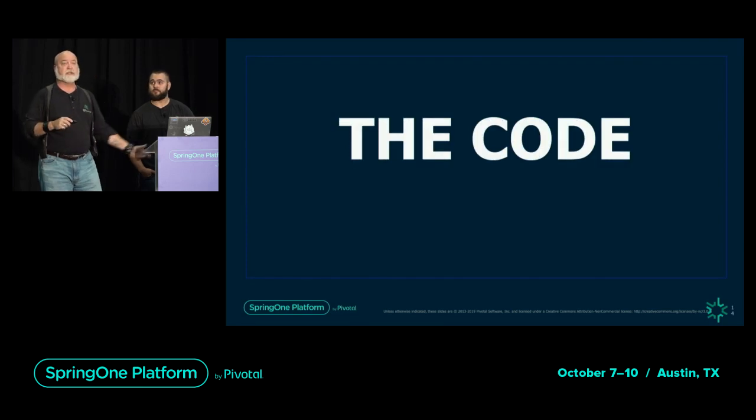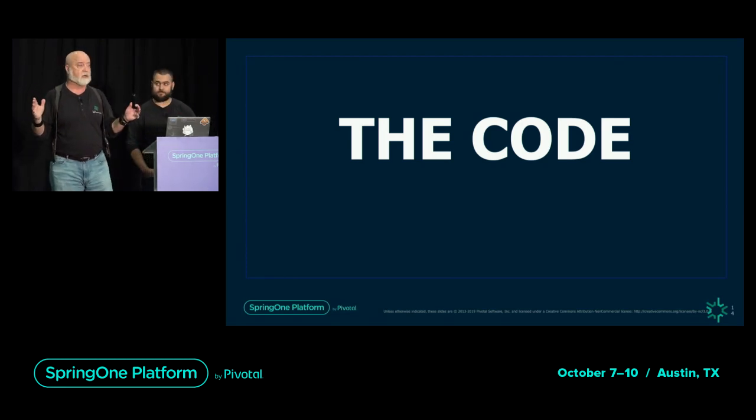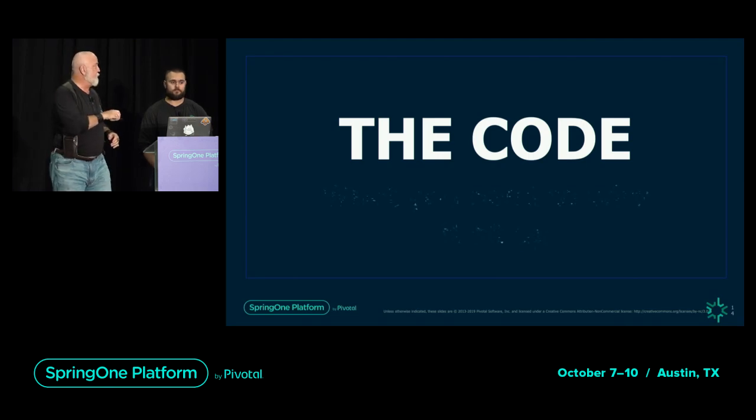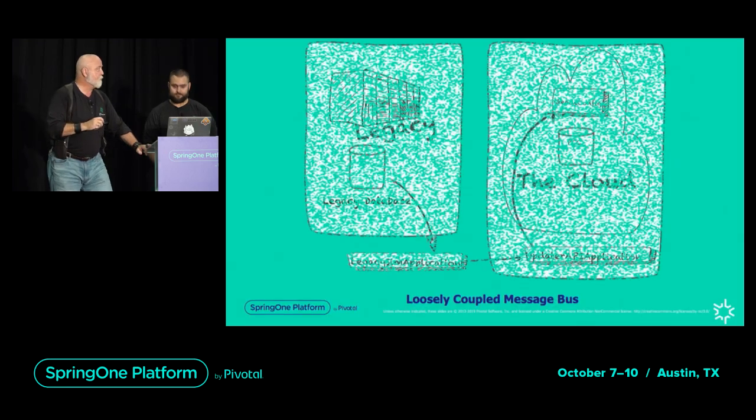So the next thing we'll be talking about is the code that we actually use to implement this. Now, we're not going to show you all the surrounding business logic code and everything else. What we're going to show you today is what you need to wire it all up. It'll just be those pieces of code that you need to wire all of this up and make it work. And you're going to find it's relatively simple and easy to write.